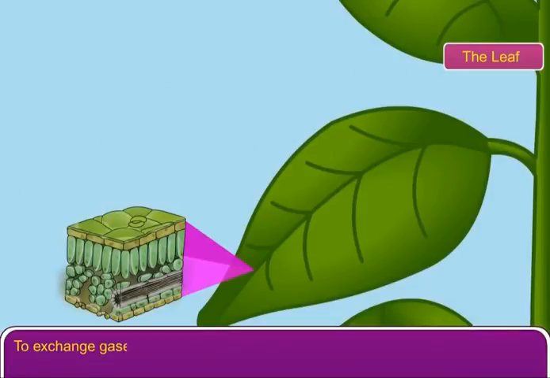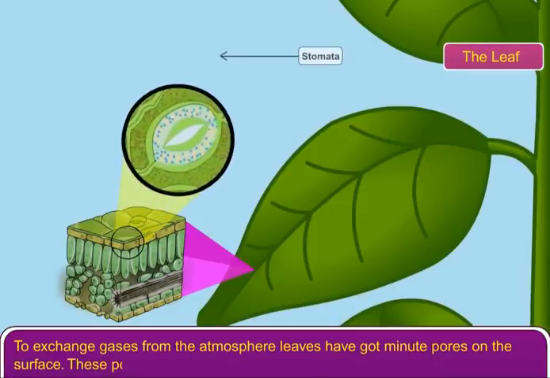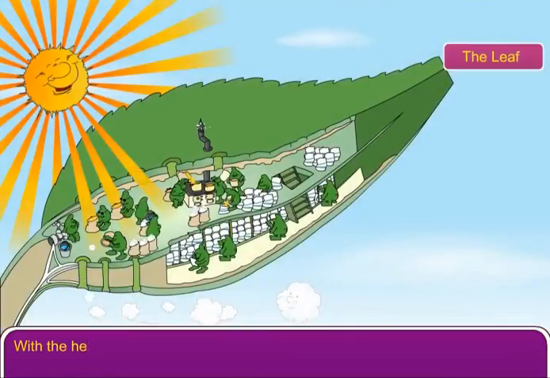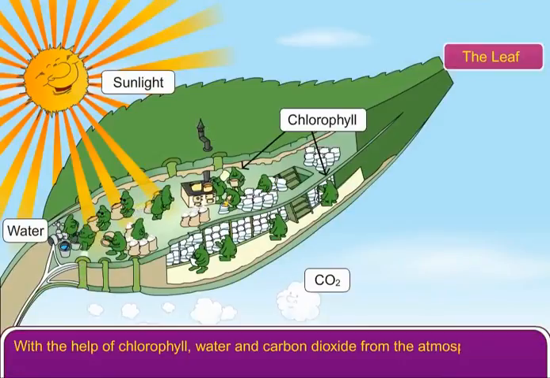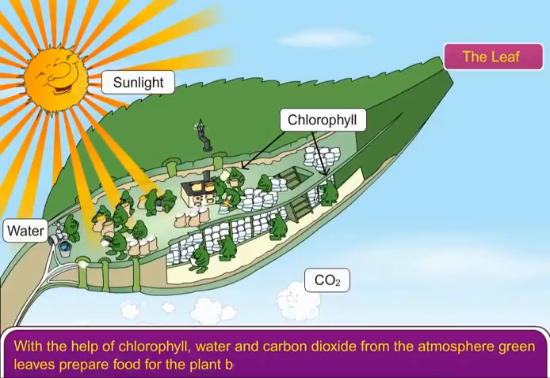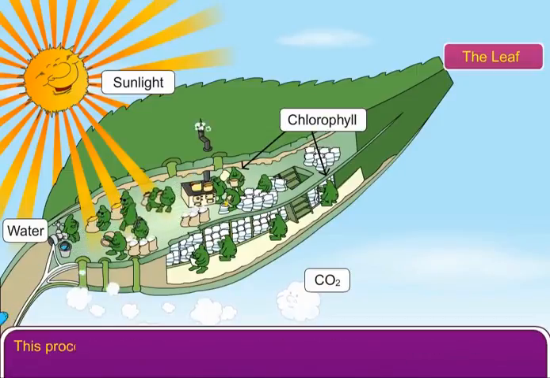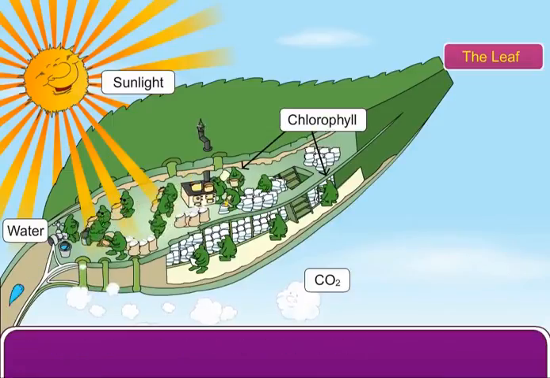To exchange gases from the atmosphere, leaves have got minute pores on the surface. These pores are called stomata. With the help of chlorophyll, water, and carbon dioxide from the atmosphere, green leaves prepare food for the plant body in presence of sunlight. This process of preparing food is called photosynthesis.